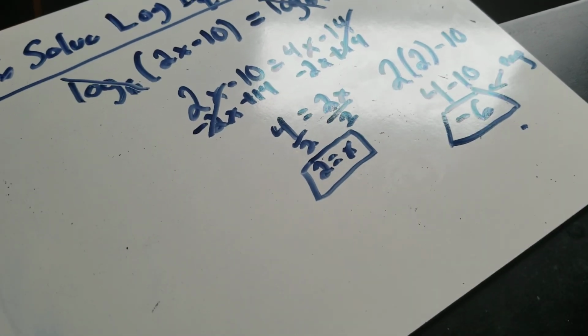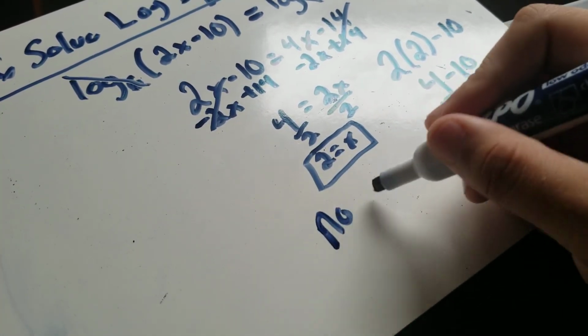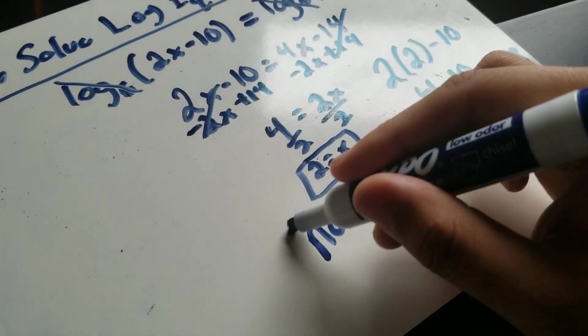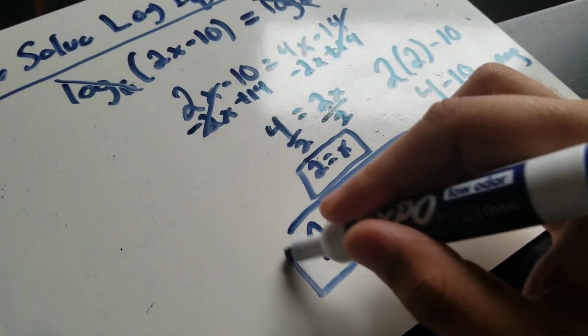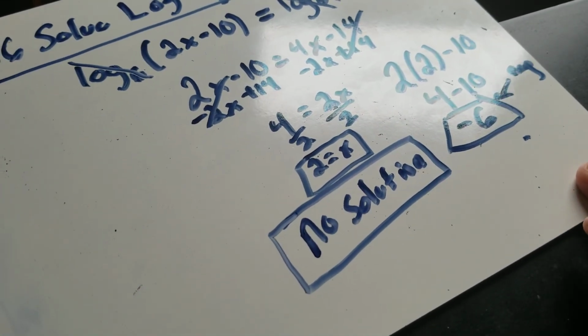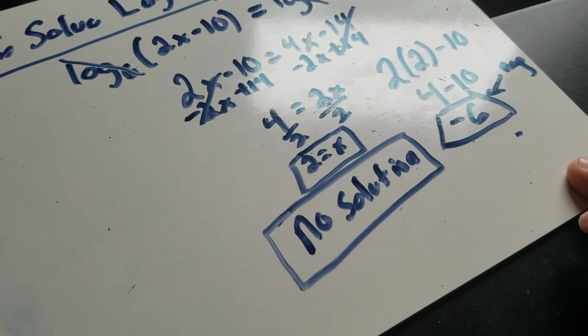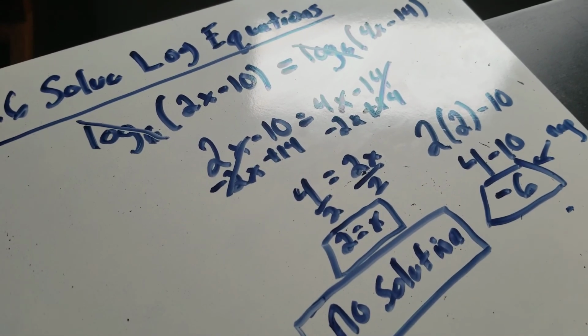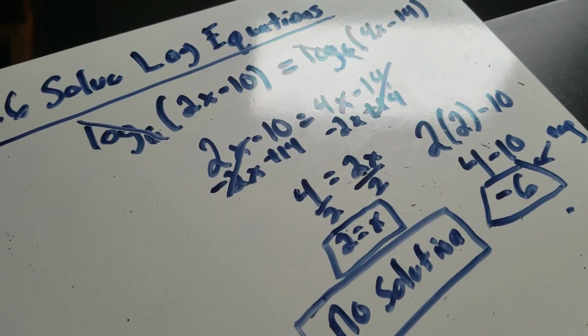So your final answer should be no solution. There is no number you could put in that makes it equal that is not imaginary or results in an imaginary number. Okay? So when you get an extraneous solution, you got to put no solution. One or two more.